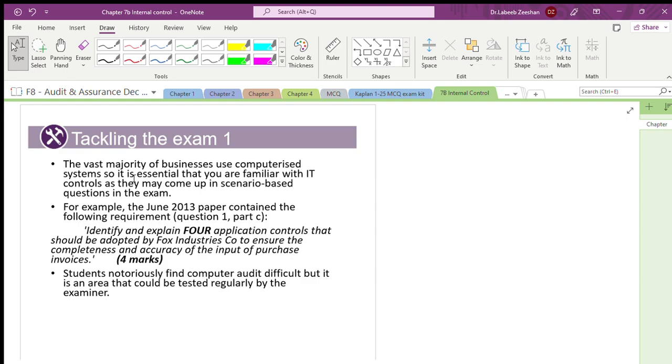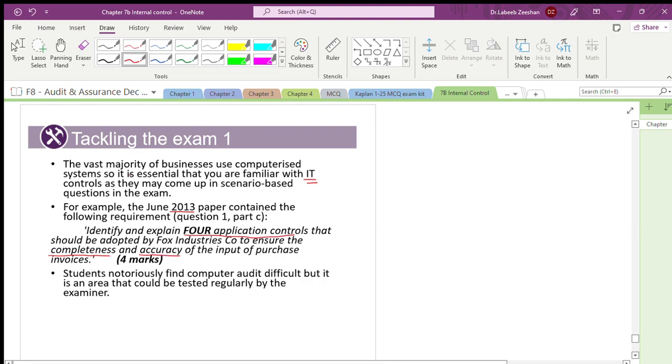The vast majority of businesses use computerized systems, so it is essential that you are familiar with the IT controls. Most businesses use computerized systems, so they may come up in a scenario-based question in the examination. We will do this 2013 paper. What are the application controls that should be adopted, thinking in terms of completeness and accuracy?